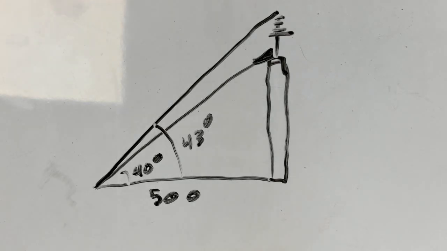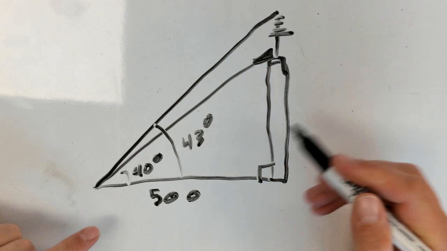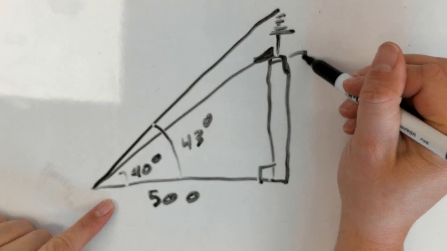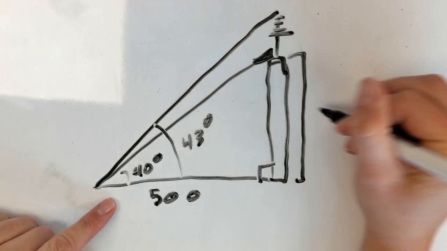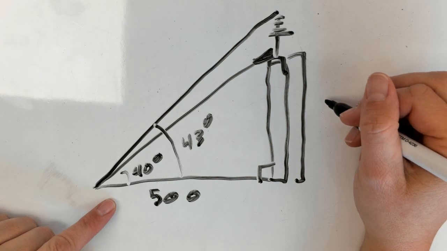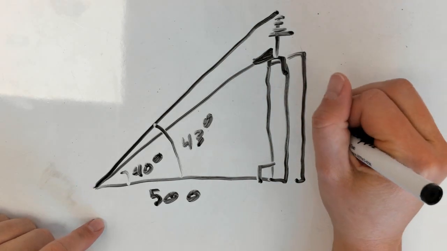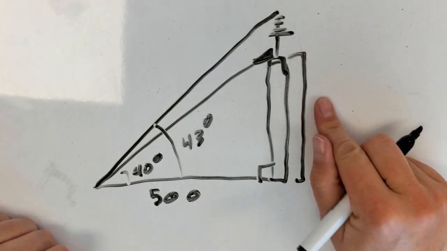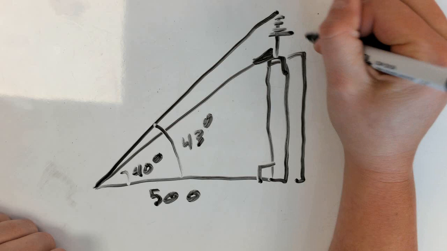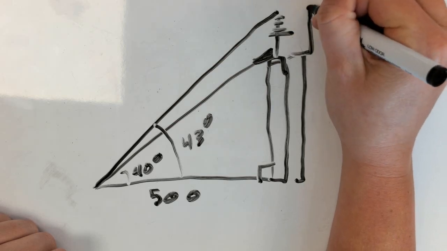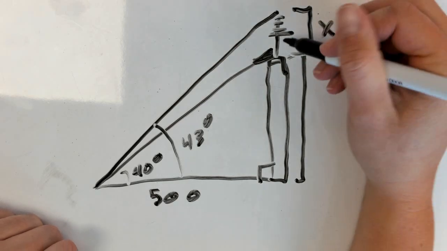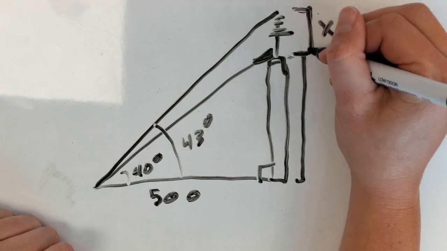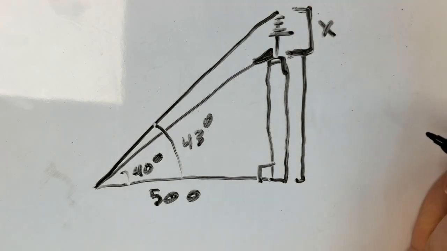So looking at this triangle here, here's my right angle. This side right here, let's call this antenna height X. From here to here we're going to call X, because this is what we're actually looking for, this little guy right here. We're trying to figure out how tall our antenna is on top of this building. So find the height of the antenna.